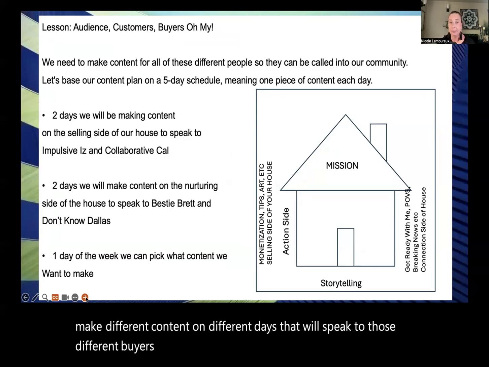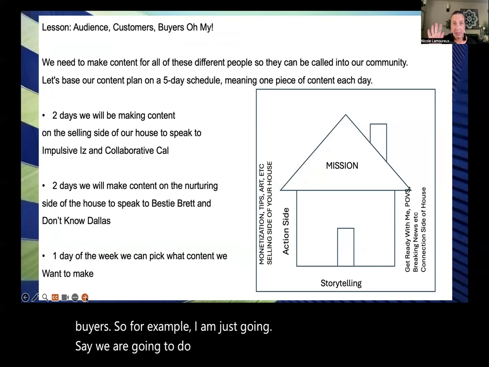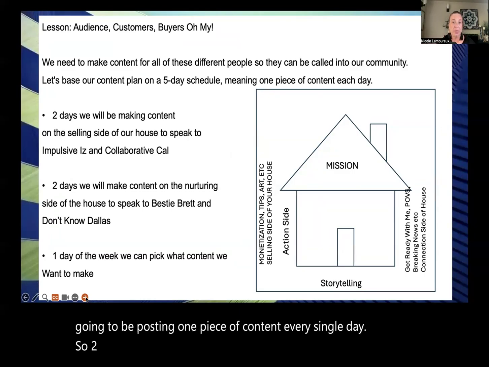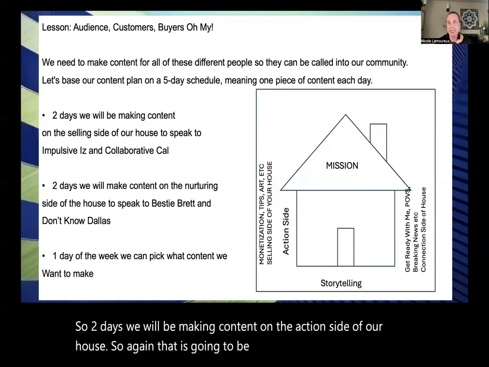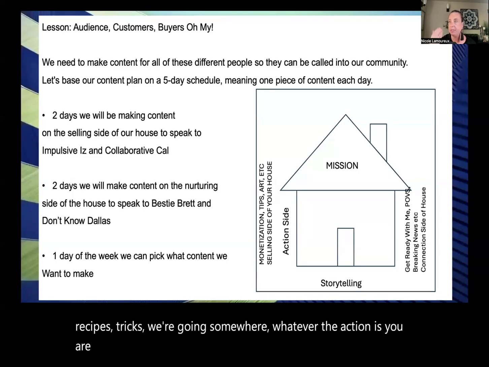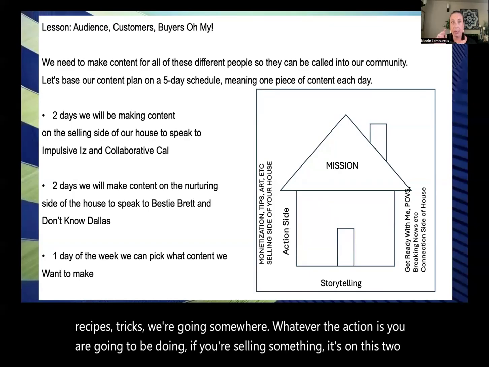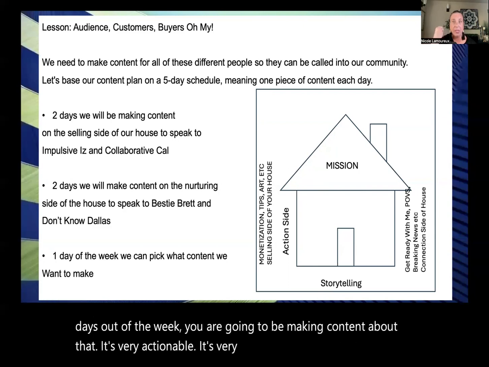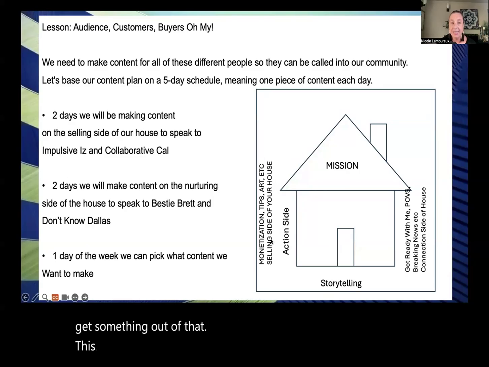So for example, let's say we are going to do a 5-day posting schedule, posting 1 piece of content every single day. 2 days, we will be making content on the action side of our house. That is whatever action we take: tips, recipes, tricks, we're going somewhere, whatever the action is you are going to be doing. If you're selling something, it's on this. 2 days out of the week, you are going to be making content about that. It's very actionable. Somebody can do something or get something out of that. This will speak to Is and Collaborative Cal.